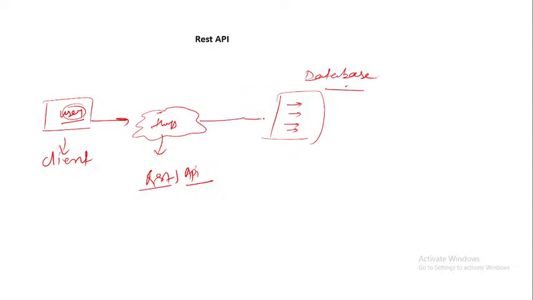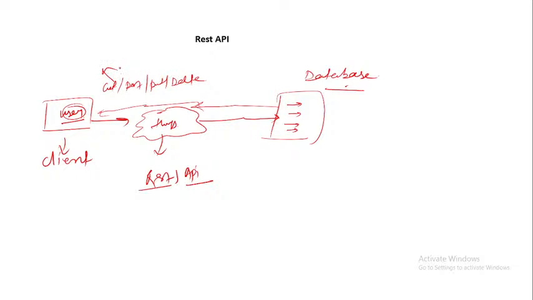The client is requesting the REST API, and the REST API fetches data from the database and returns it to REST, and then REST returns it to the client. So what does the client do? The client posts a request in the format of either get, post, put, or delete, and every request has its own meaning.